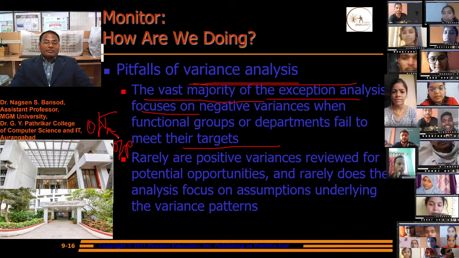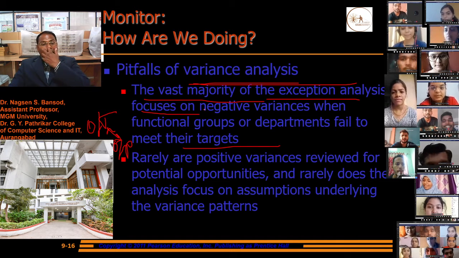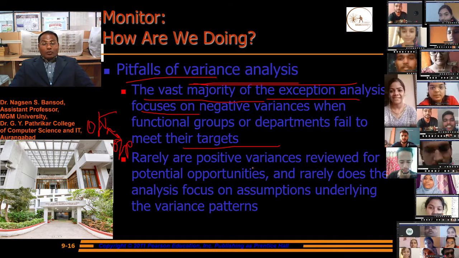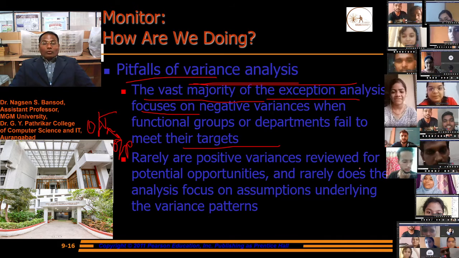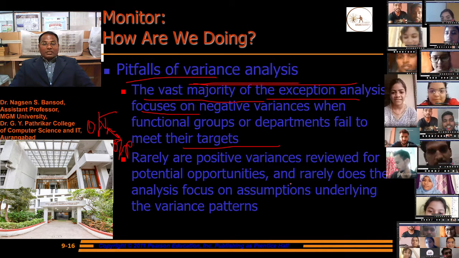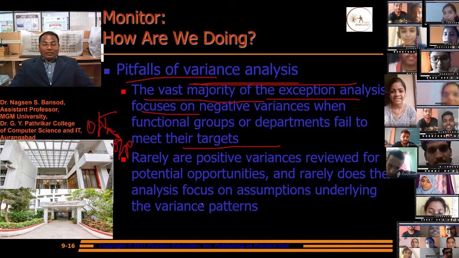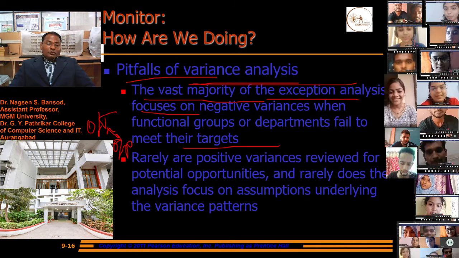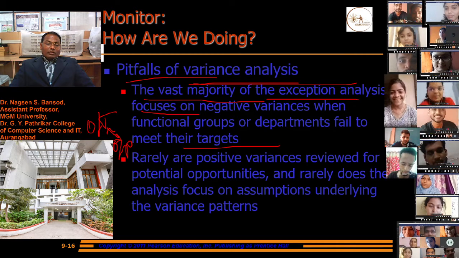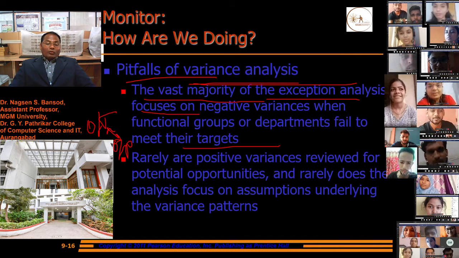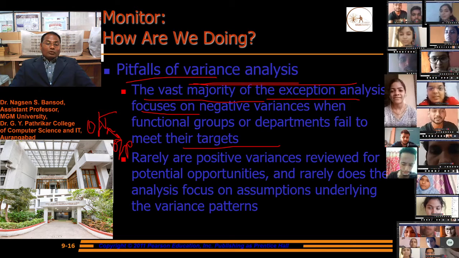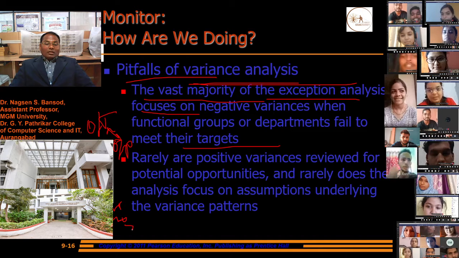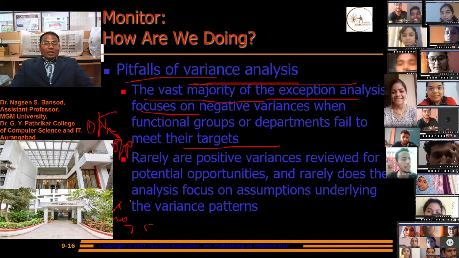How much difference is there, how much variance is there, we can monitor with the pitfall model. And rarely are positive variances viewed for potential opportunities, and rarely is the analysis focused on the assumptions underlying the variance patterns. Now you see, suppose we have decided on 50 units and we just reach up to 45, next day 40, next day 35.